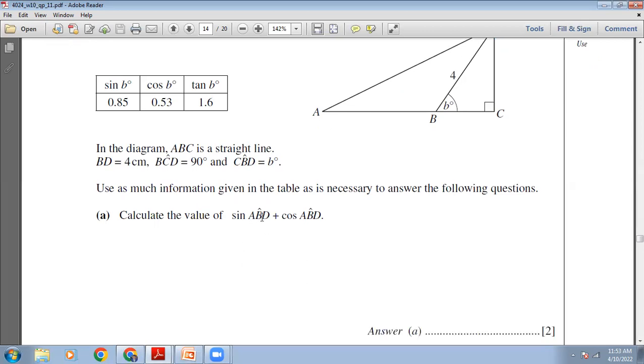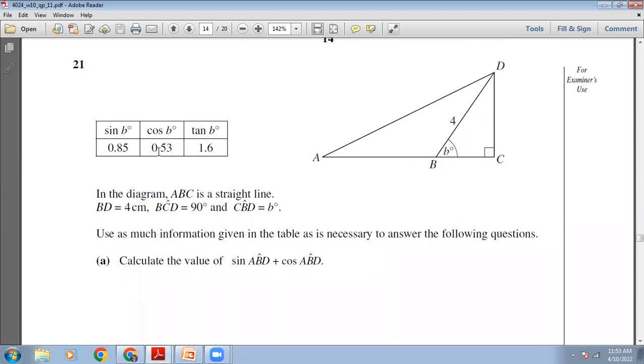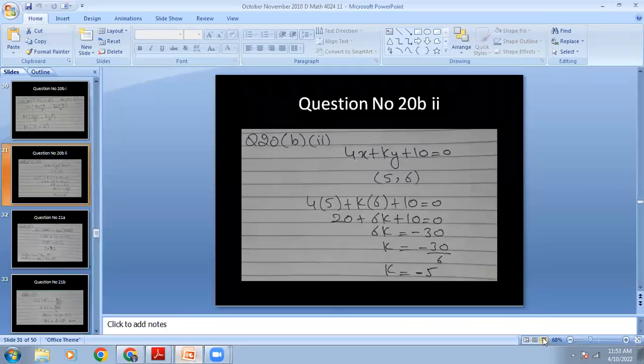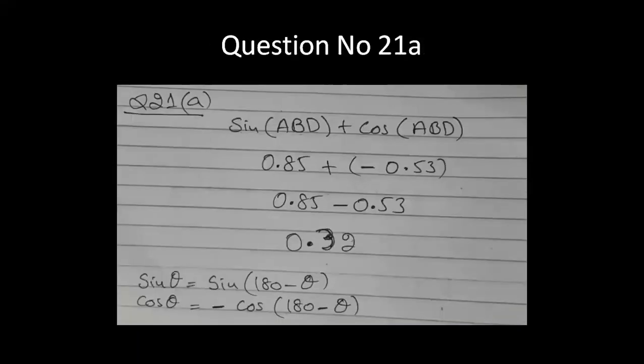And sine ABD will be equal to the sine B value, that will be 0.85, plus cos ABD value will be equal to the minus cos of B, minus 0.53. And then you can find the answer. Let me show you. So sine ABD will be 0.85, cos ABD will be minus 0.53. So 0.85 minus 0.53, that will be 0.32.